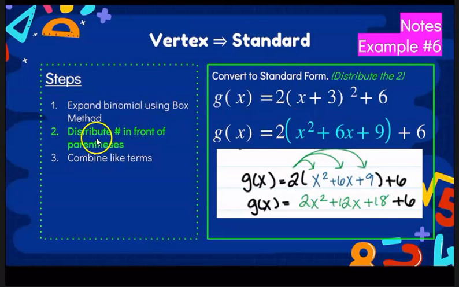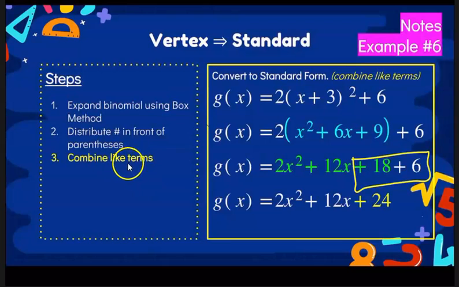Now I'm going to the second step, distribute the number in front of the parentheses. Notice I wasn't done. When I expanded the inside, I did not touch the 2 on the outside, nor the plus 6 on the outside. So I still have to get rid of those numbers. I'm going to start with the 2 and distribute, drawing arrows from the 2 to each number in the parentheses. So 2 times x squared is 2x squared, 2 times 6x is 12x, 2 times 9 is 18, and I didn't do anything with the plus 6, so I just keep it.